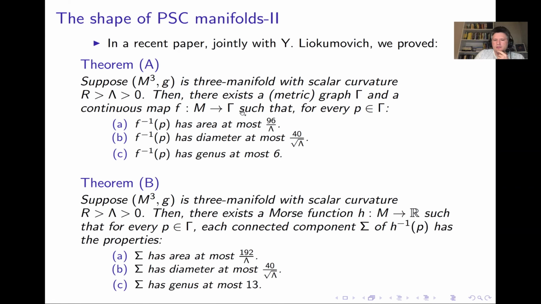And you can actually rewrite this theorem maybe in a more conventional way by basically changing this map a little bit. You can say that there is going to be a Morse function such that each connected component of the pre-images has controlled area, diameter, and also genus. The constants get a little worse, but you can modify Theorem A and prove this Theorem B.